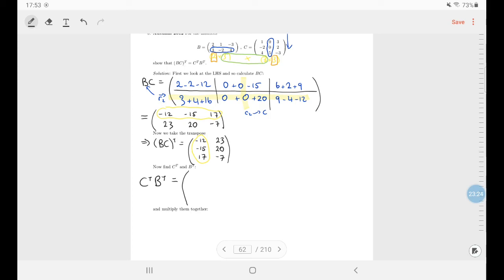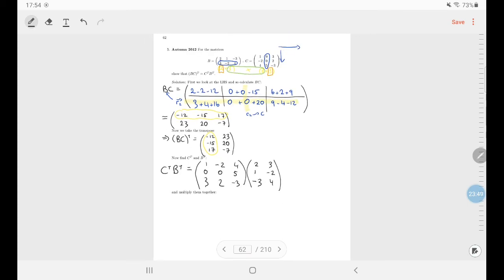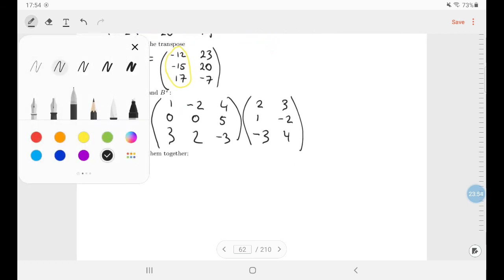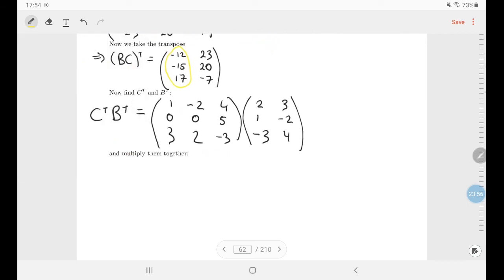So for C, the first row is 1, 0, 3, becomes the first column. Second is minus 2, 0, 2, becomes second column. And last is 4, 5, minus 3, goes like that. And then for B, first row is 2, 1, minus 3, becomes the first column, 2, 1, minus 3. Second row, which is 3, minus 2, 4, works like that. And now we need to multiply these together, and we must get the same answer, or otherwise, well, we'll get the same answer, hopefully.